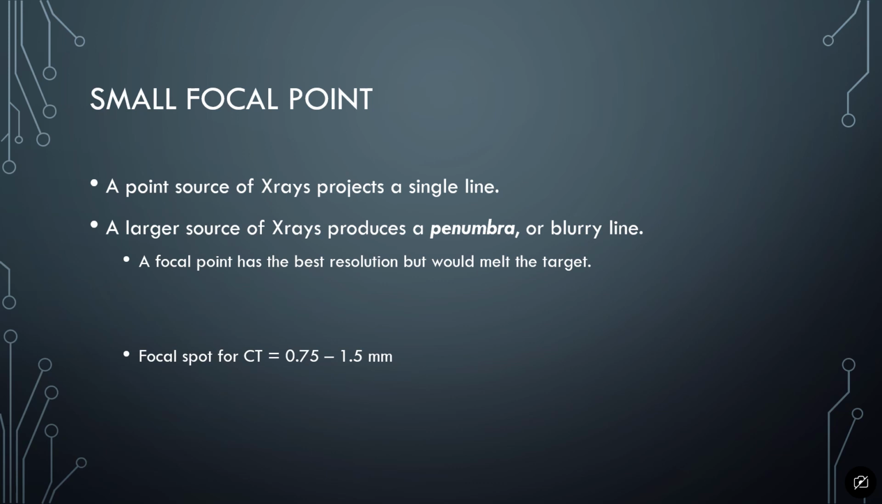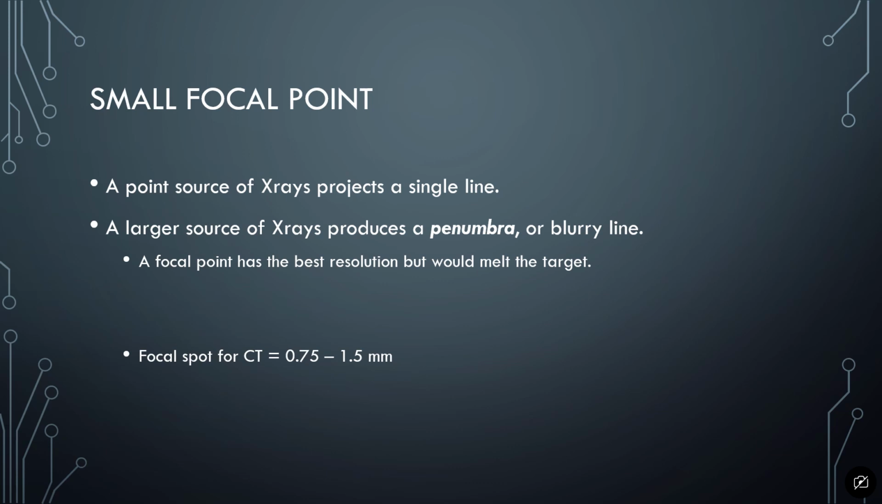The focal point is really the point source of the X-rays, and it will project a single line. A larger source of X-rays produces a penumbra, or a blurry line. A focal point has the best resolution, but it would melt the target. This has to do with when it passes through the focusing cup. This is when the electrons are leaving the cathode and heading towards the anode, and they go through that focusing cup. That helps to set the focal point.